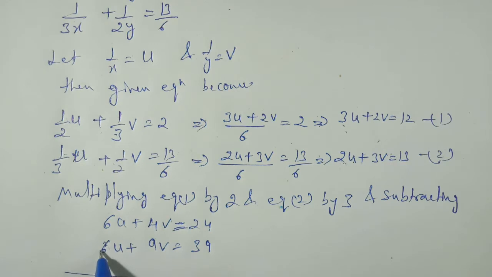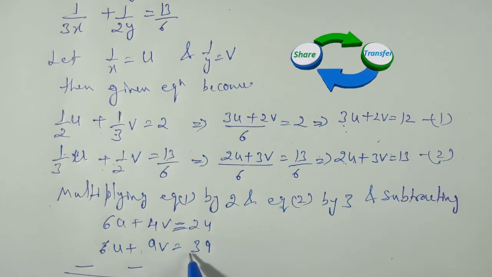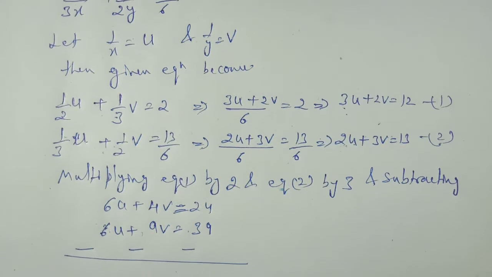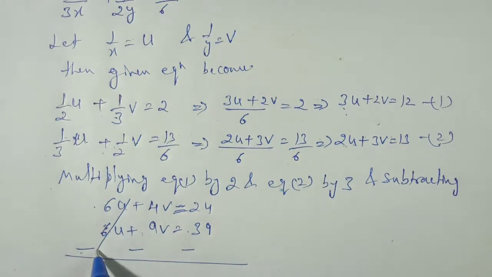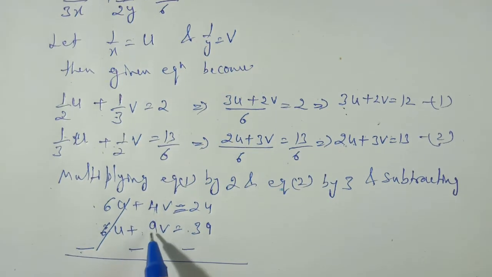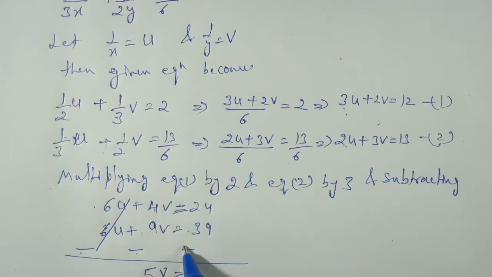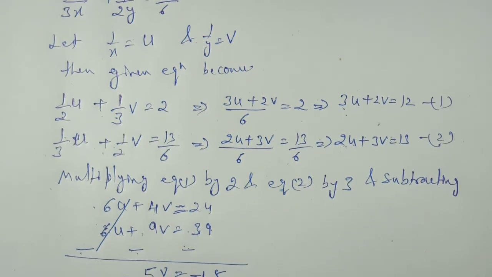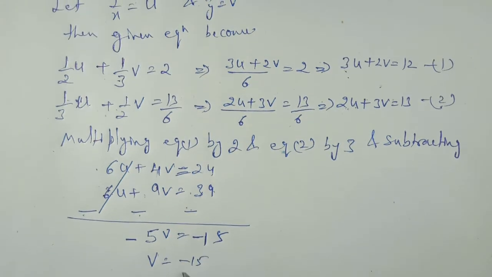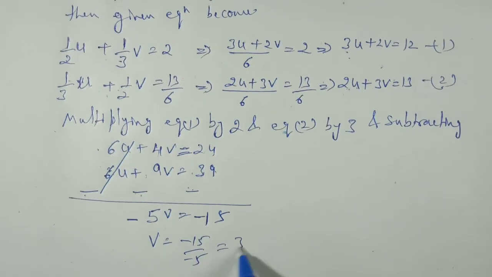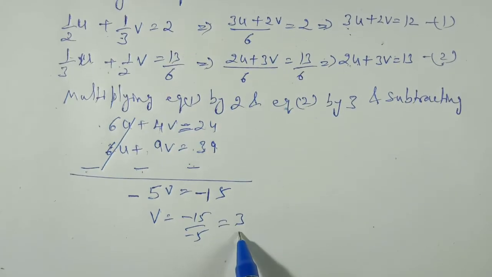Now since we have to subtract, it means we have to change the sign of each term of the second equation. Now plus minus minus, this will become 0. Plus minus minus, 9 minus 4 will give 5v. Since the greater number is in negative sign, put a negative symbol over here. Plus minus minus, again we have to subtract. 39 minus 24 will give 15. So the greater number is negative, so put the symbol of negative. This will give v equal to minus 15 upon minus 5. So this will give 3. So the value of v is 3.